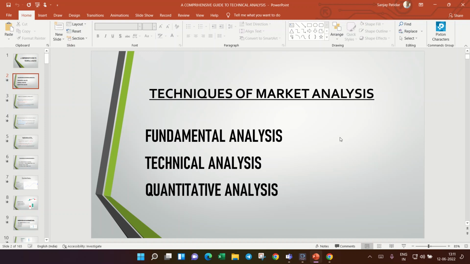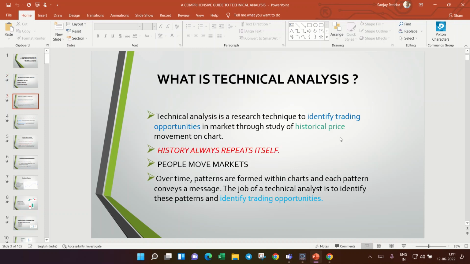And then we learn about quantitative analysis, which is used by the high frequency trading firms or big players in the market. They initiate the trades with the help of computers and algorithmic trading. Okay, and they place the orders in a huge quantity. And what is the technical analysis?